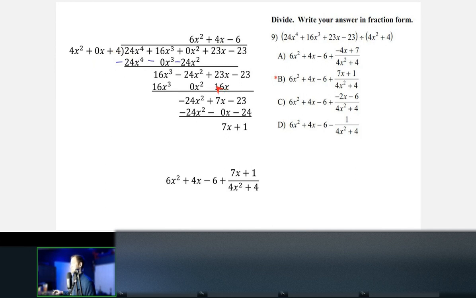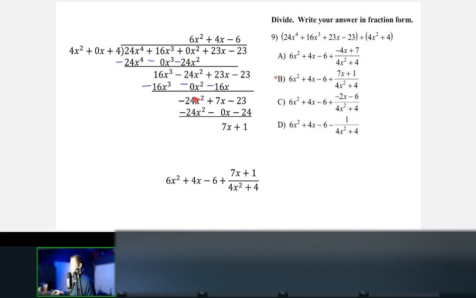And then don't forget, we have to change our signs. And then these cancel out. Negative 24 minus 0 is still negative 24. 23 minus 16 is 7. And then this negative 23 just carries down. And now the problem kind of starts over.